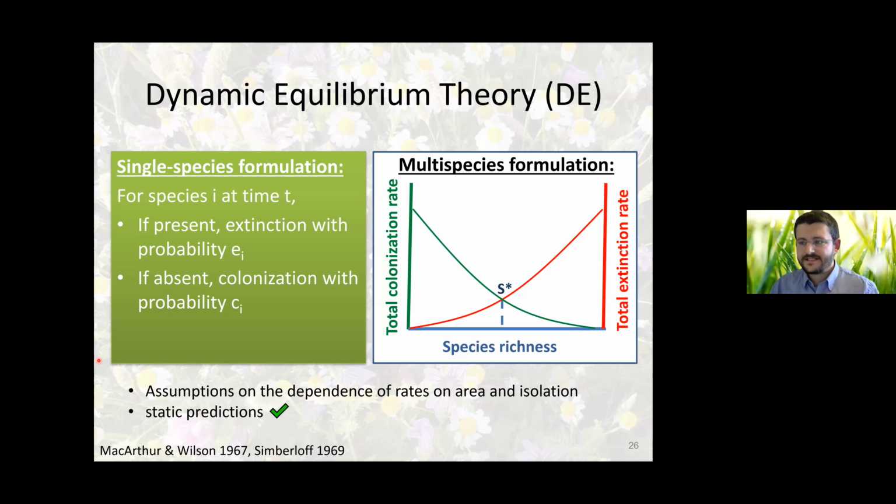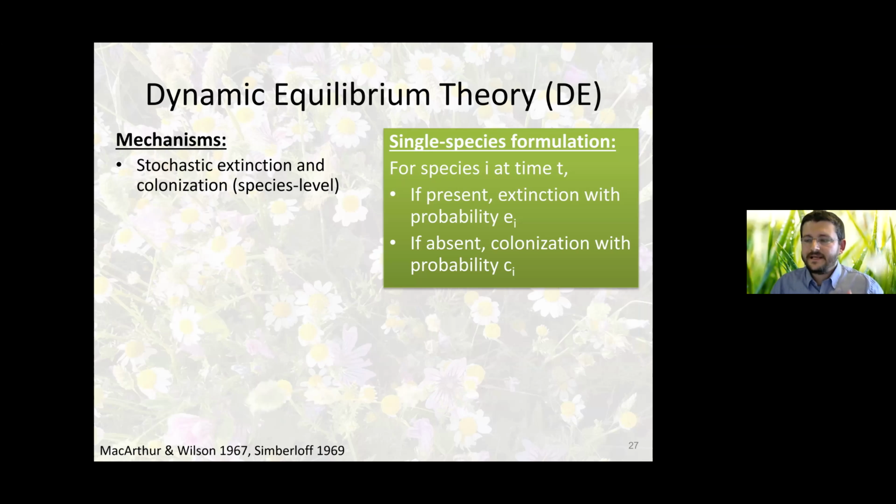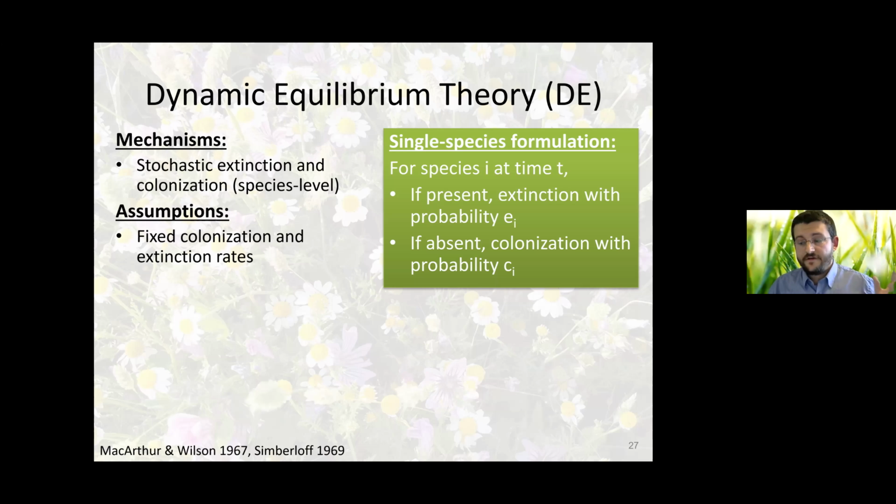But before we move on, let's consolidate what's going on in the theory. First of all, what are the ecological mechanisms here? Well, basically, the theory asks, how will the world look if species just would colonize at random and go extinct at random? That's it. Simplest you can have. It assumes, therefore, that the colonization and extinction rates are fixed and that the species are independent.